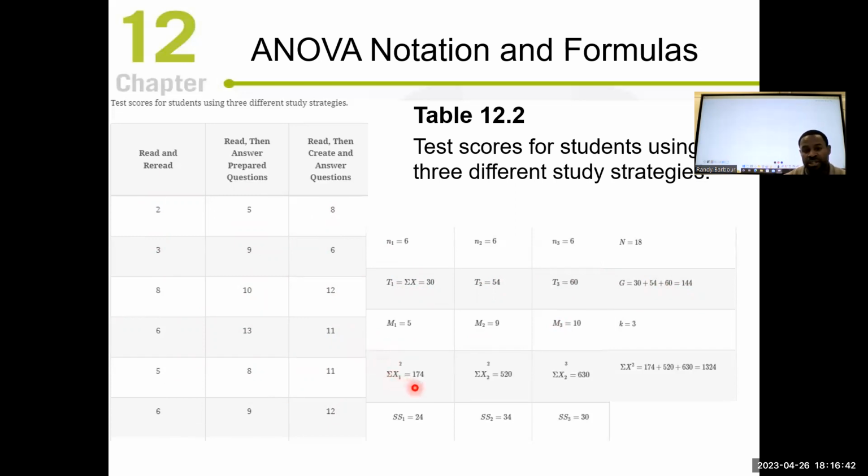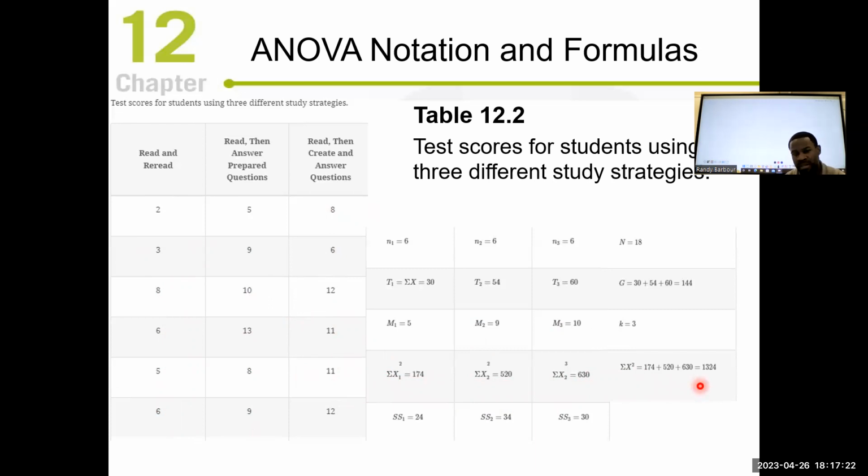And then one of the other things that you'll need is you're going to square each value for each treatment condition. So, you square 2 squared, 3 squared, 8 squared, 6 squared, 5 squared, 6 squared. Once you get those squared values, then you'll sum those. You do the same thing for treatment 2, and then the last for treatment 3. And again, you got 174, 520, and then 630. To get the sum of all of those squared scores, you just add 174 to 520 and 630, and you get 1,324, and we'll be using that value in our computation.